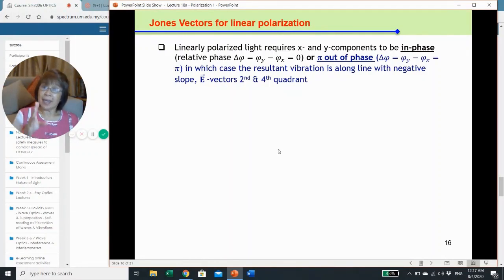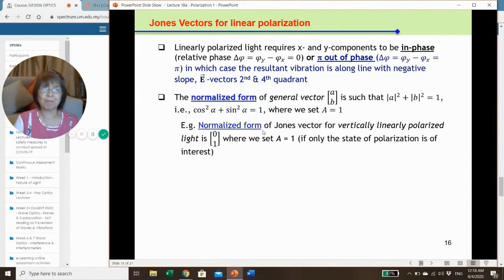So you find that linearly polarized light would require the x and y components to be in phase. In other words, the relative phase between them is 0, or they can be out of phase, whereby the relative phase between both of them is equal to pi, in which case the resultant vibration will be along a line with negative slope, whereby alpha is negative just now. The E vector will be in the second and the fourth quadrant.